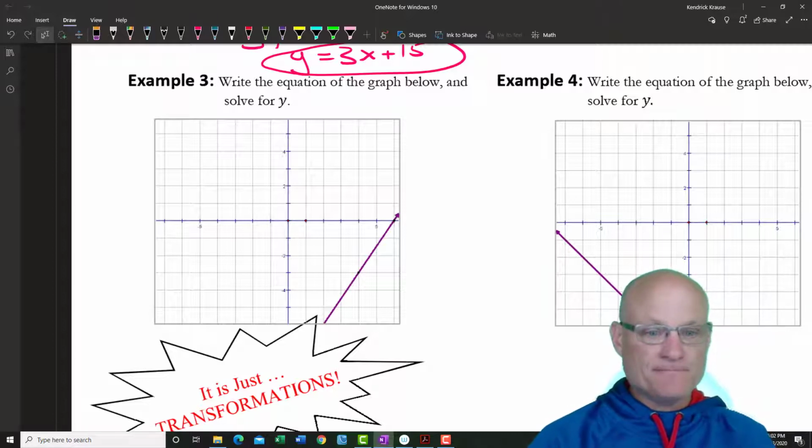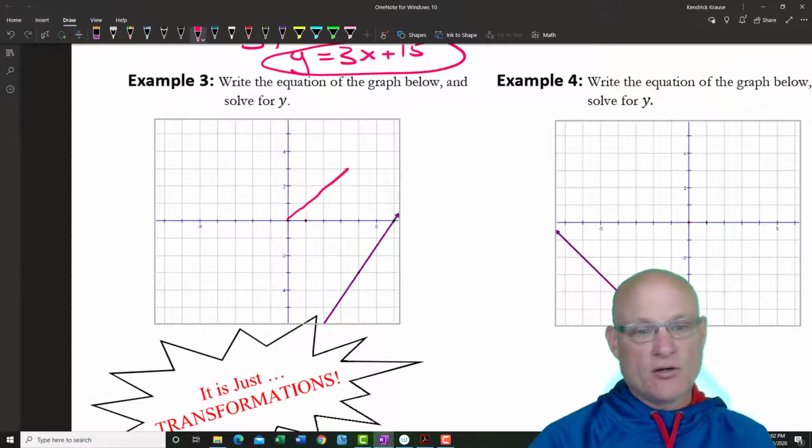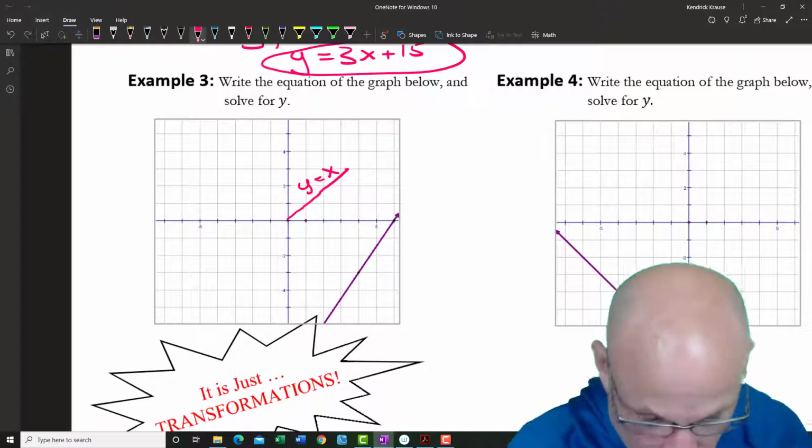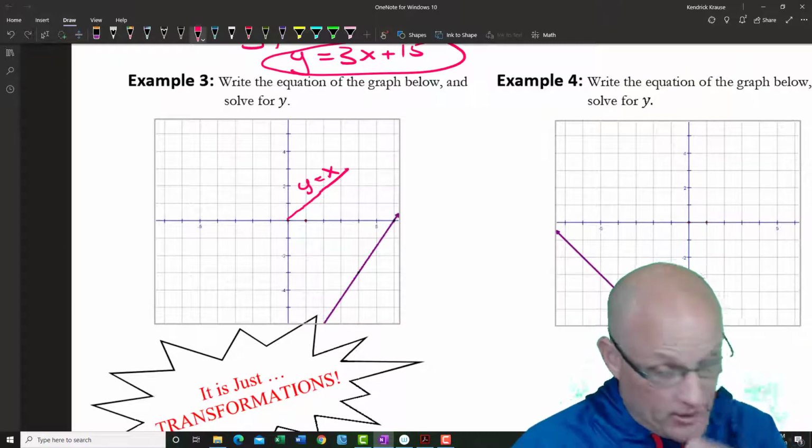So let's see what we got. This point. Now remember, the general equation of a line is y equals mx plus b. I'm going to make your life a little bit easier on this one. We're going to do this two different ways. We're going to do it using point-slope, and then we're going to do it in an easy way.